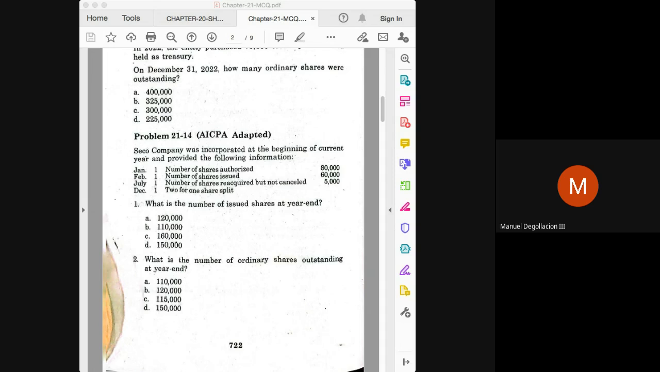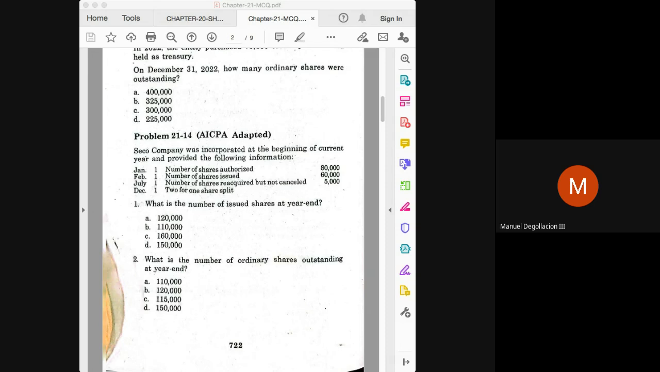We will simply be deducting our treasury shares from the 120,000 and that will give us our answer for outstanding shares. Our treasury shares was at 5,000, but this will also double because of the 2-for-1 share split because, as mentioned, treasury shares will be affected by a share split.